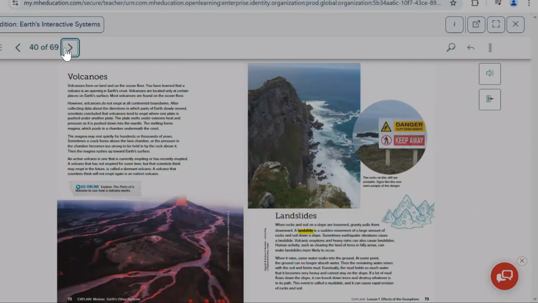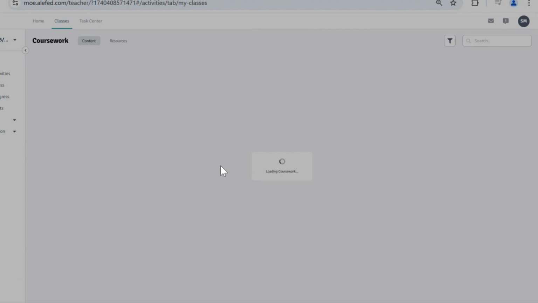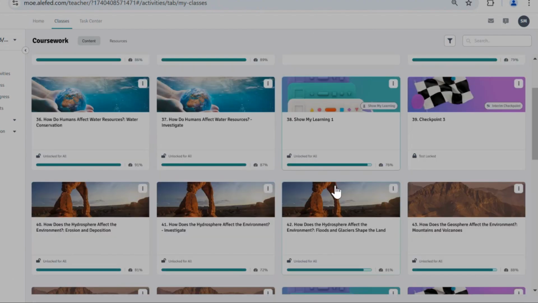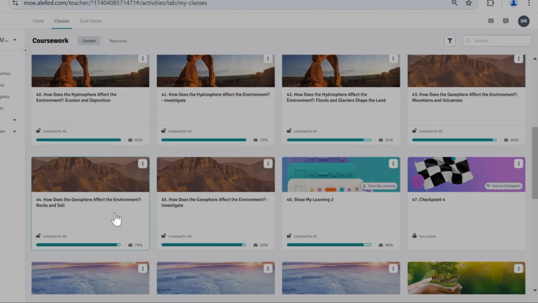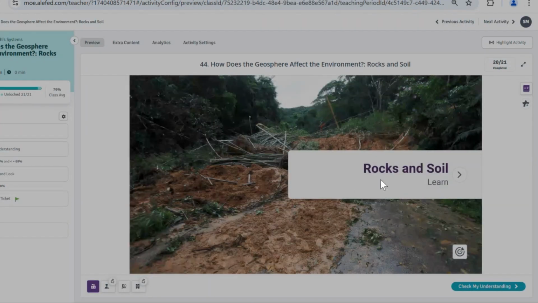Here are more examples of landslide and mudslide, but we will get to that next. Okay, let's move on to the next lesson. So that was 43, and if we have a look at 44, you will see about landslides. So rocks and soil.